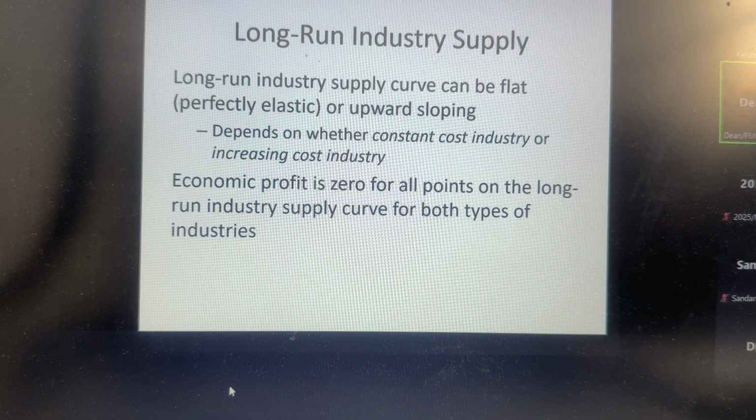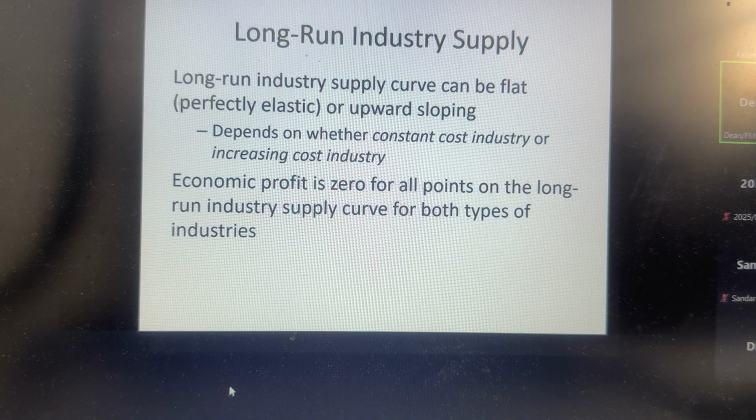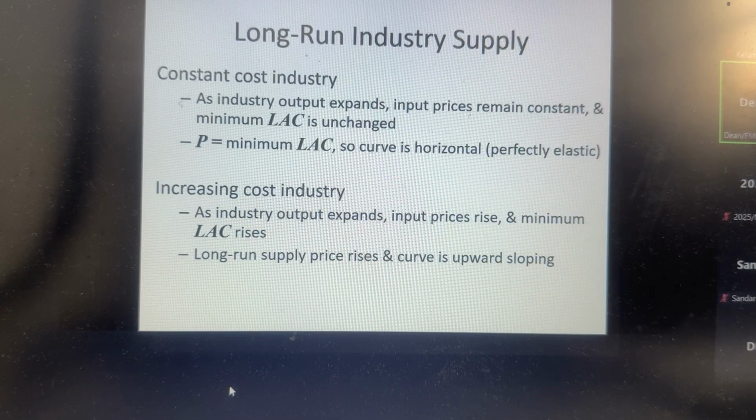Long run industry supply curve, you can take it this way. The long run industry supply curve can be flat, or perfectly elastic, or upward sloping. It depends on whether it is a constant cost industry or an increasing cost industry. Economic profit is zero for all the points on the long run industry supply curve for both types of industries. Let's see how to draw these cost curves.